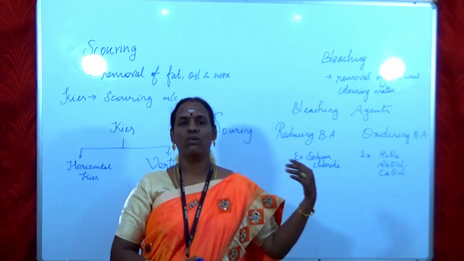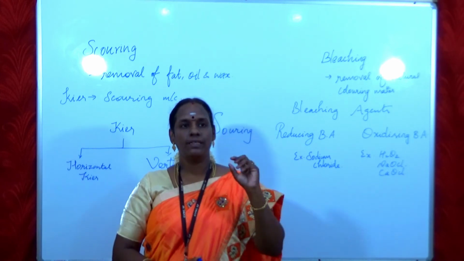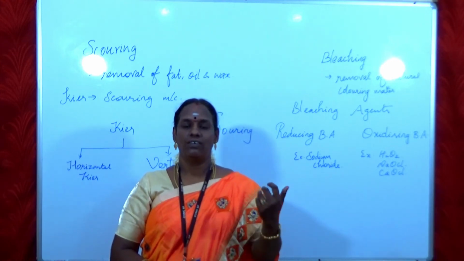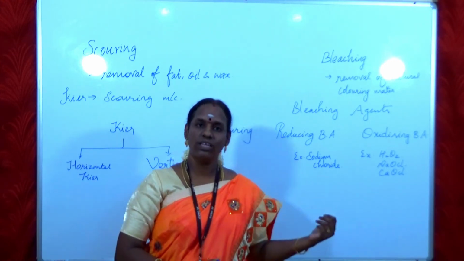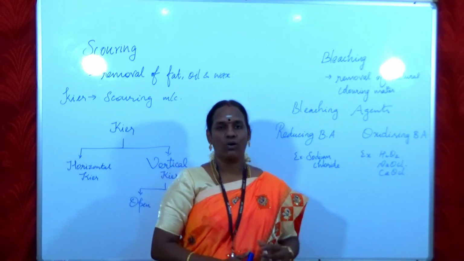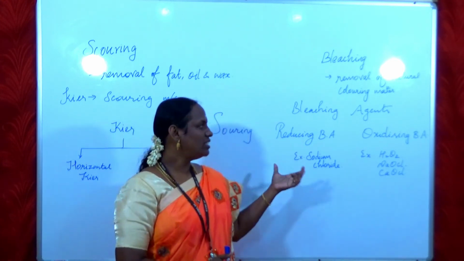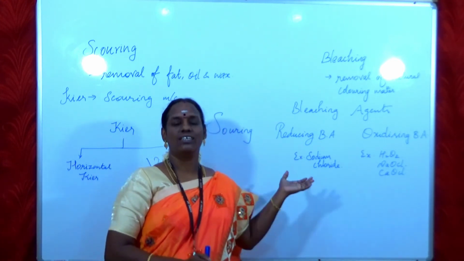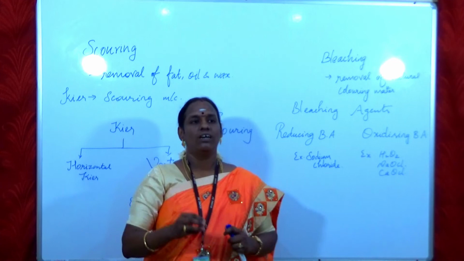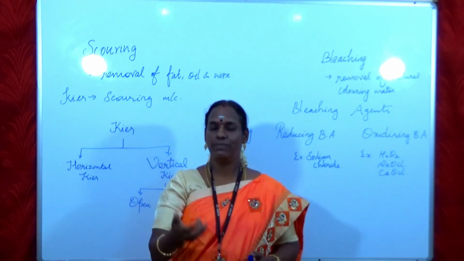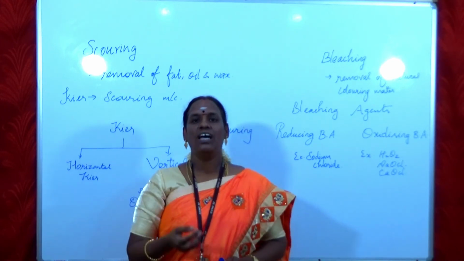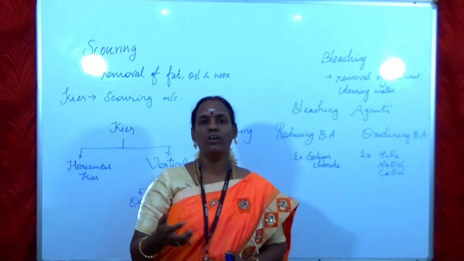So what do you mean by reducing and oxidizing bleaching agent? It means the chemical reactions carried out during the bleaching process. Based on that, we are classifying the bleaching agents into two types. One is reducing bleaching agent, another one is oxidizing bleaching agent. But mostly the reducing bleaching agents are not encouraged because they have some disadvantages. That is, after the bleaching, the reducing bleaching agent leaves some chlorine smell in the fabric, and also the effectiveness of bleaching is not that good.